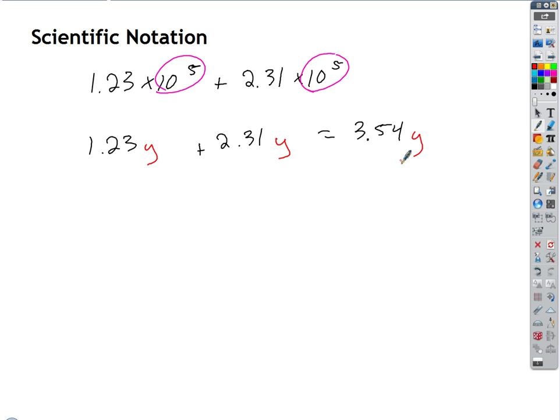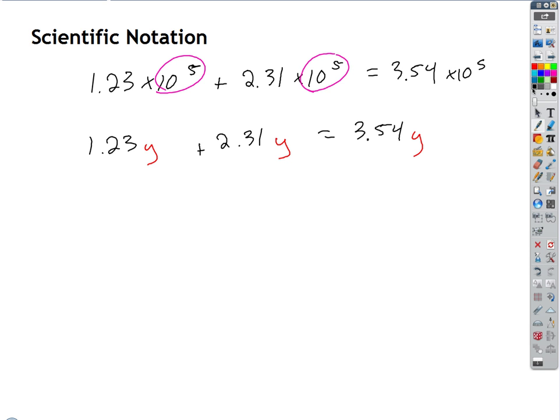So what's my answer up here? I just get 3.54 times this common factor. That's all, the y is a common factor, right? Or groups of marbles, or whatever we're counting, right? Okay. All right, so how would my thinking change if I change this very slightly here?